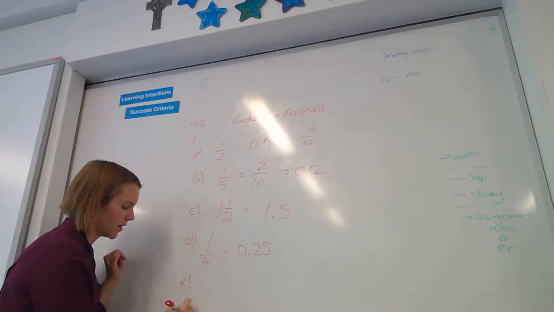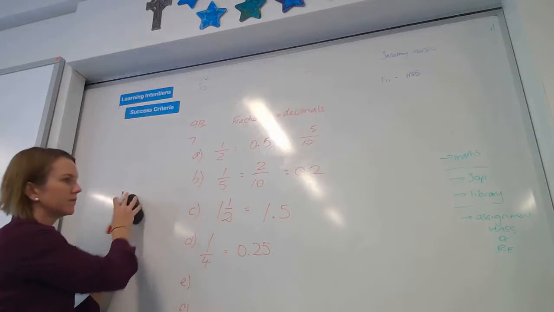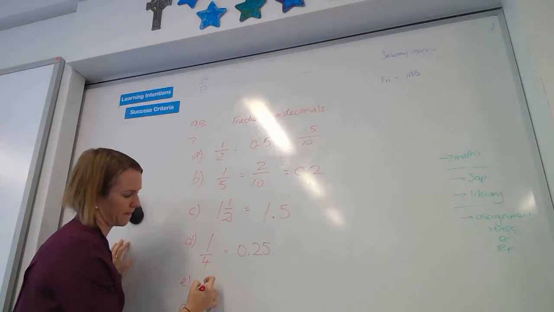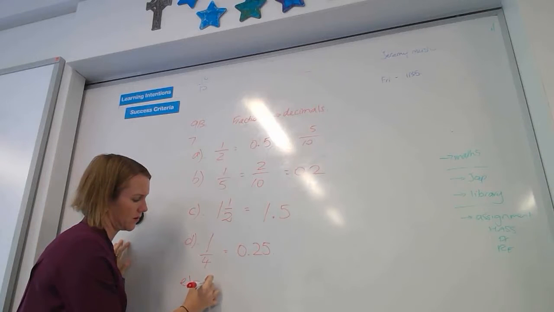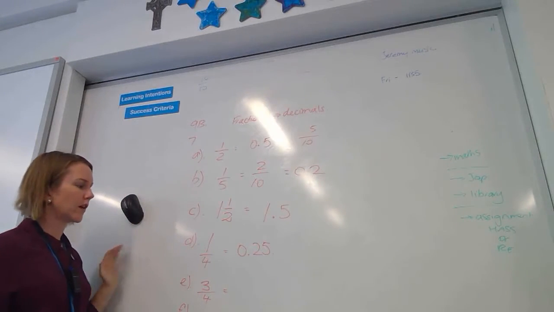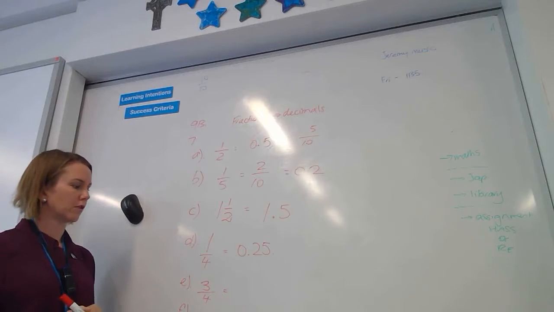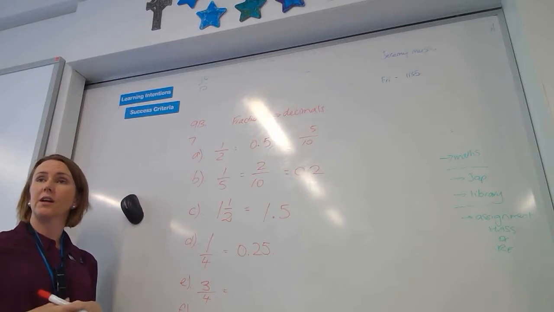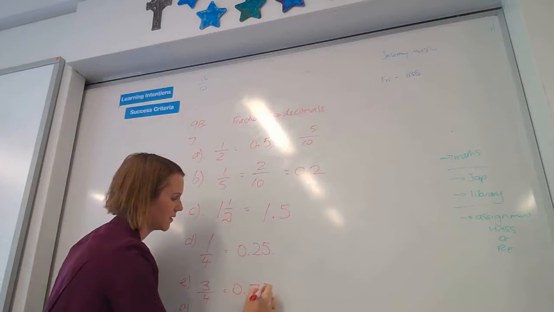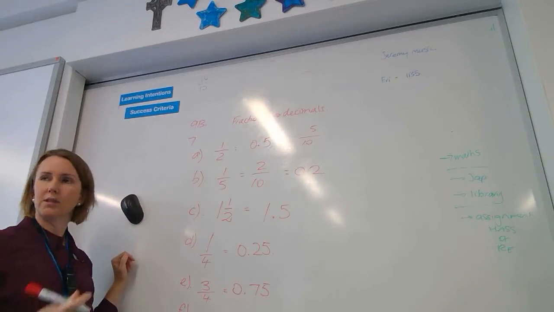What is E? We're going to do 2 more, E and F. What is E in the book, Baxter? 3/4. Okay, so if we know that 1/4 is 0.25, 3 lots of that is 0.75. Awesome.